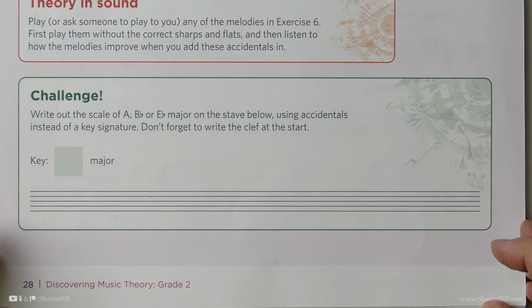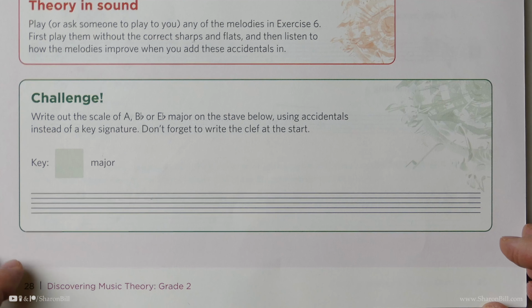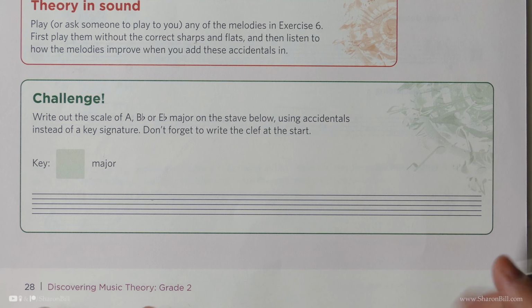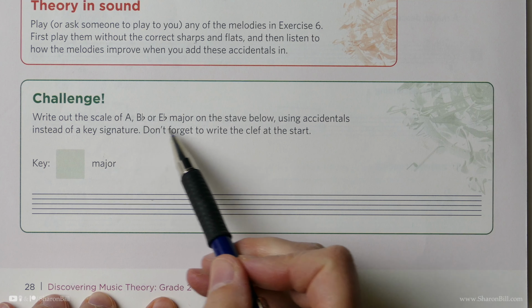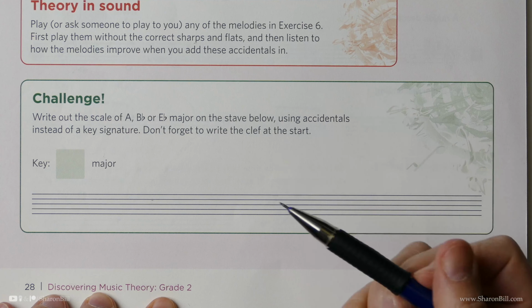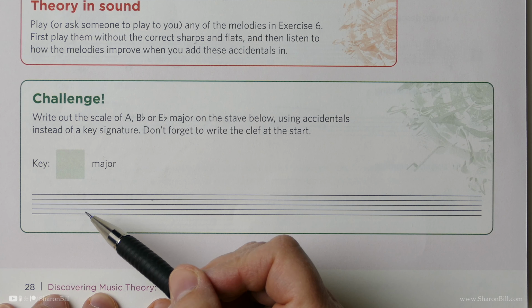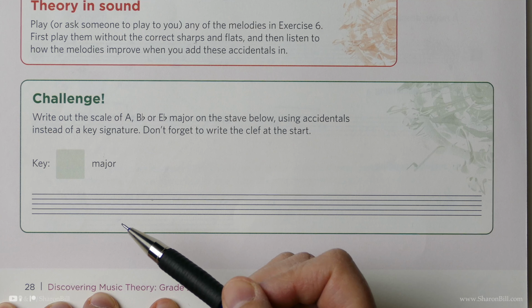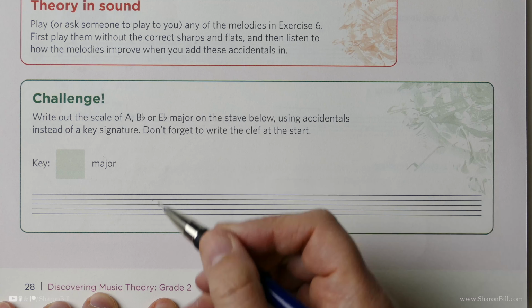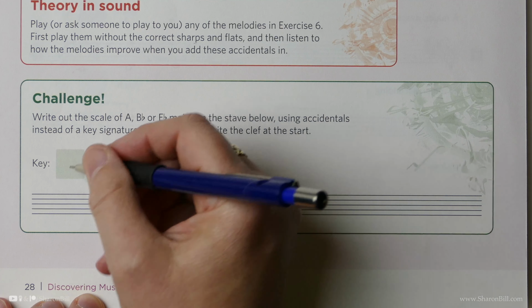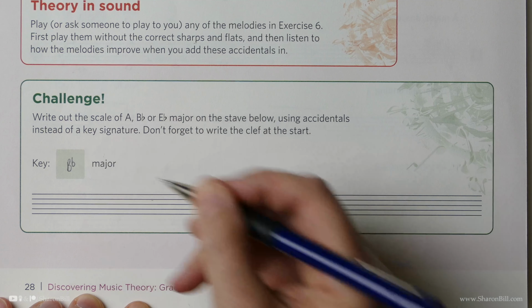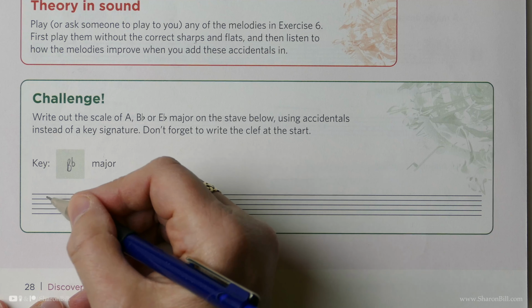So we have a little challenge here. And we're asked to write out the scale, one of the new scales that we've done on the stave below. So we're going to have to choose a key. We're going to have to choose a clef, and then we're going to write out the scale. So I think you can choose whichever you like. I think I'll choose B flat major. And let's go in the bass clef.